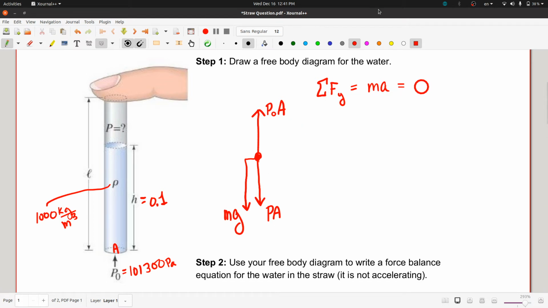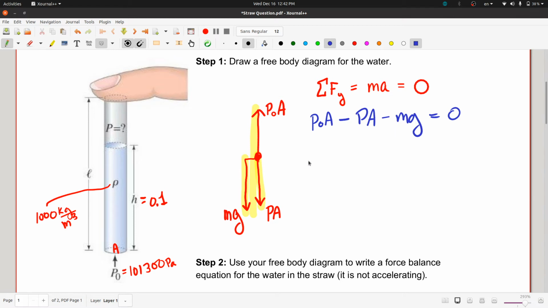Now we can use our free body diagram. The way I use a free body diagram is by reading it in the direction I care about and accounting for these forces, positive being up, negative being down. So we're saying that P0 times A minus P times A minus mg equals 0.